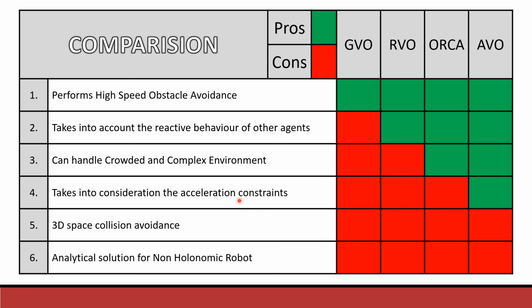However, all of these papers do not consider 3D space collision avoidance, which would be an important factor for manipulation. And also, for non-holonomic robots, no one has given an analytical solution. So they mainly focus on solving this iteratively. That is, you would need to have a set of velocities which you want to choose from.